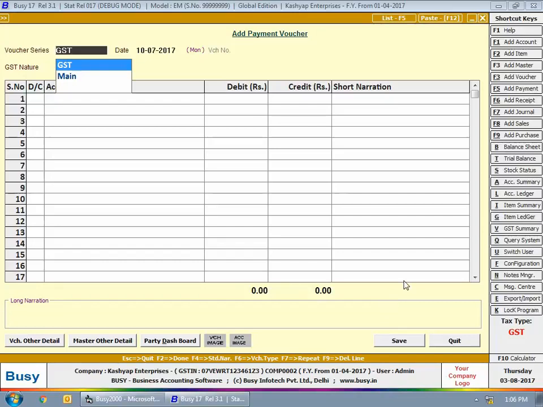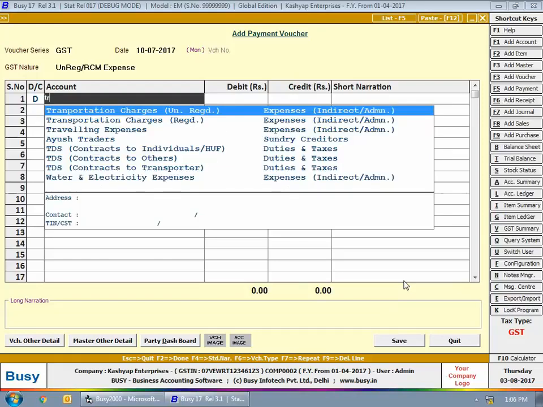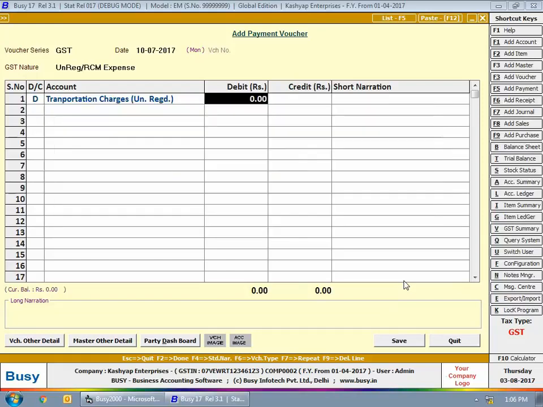Next, we are entering one more payment voucher on 10th July. This is the case of unregistered RCM expense. Here we are debiting the transportation charges unregistered expense account with 1200 rupees. That is, we have taken transportation services from an unregistered dealer for 1200 rupees. So this transaction will come under unregistered RCM expense.